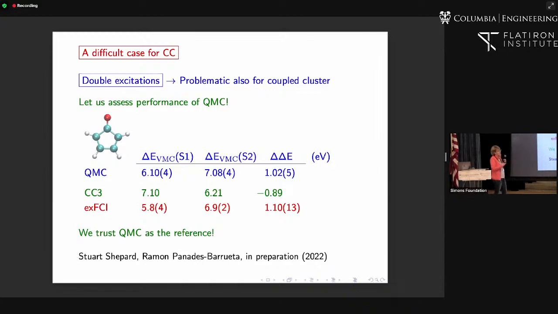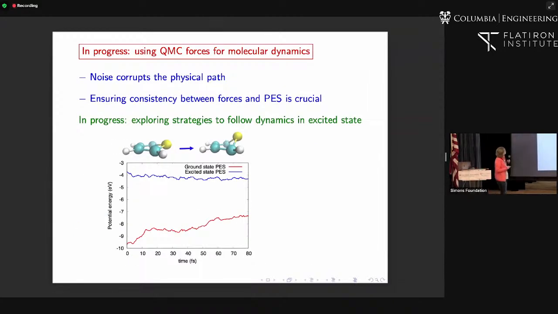And at this point, I would say that we trust Quantum Monte Carlo as the reference. To conclude, what we are doing now is looking at using Quantum Monte Carlo forces for molecular dynamics. Now we are not crazy. We don't want to compete with DFT for ground state. We are interested in excited states, where you can often get by with a few picoseconds, sometimes maybe hundreds of femtoseconds. But using Quantum Monte Carlo forces is really non-trivial.